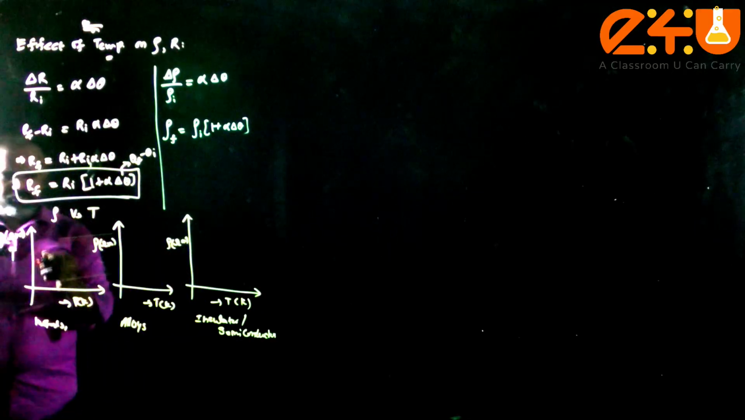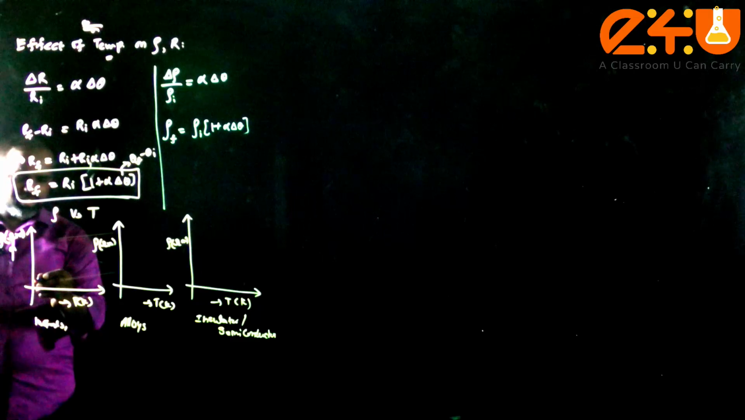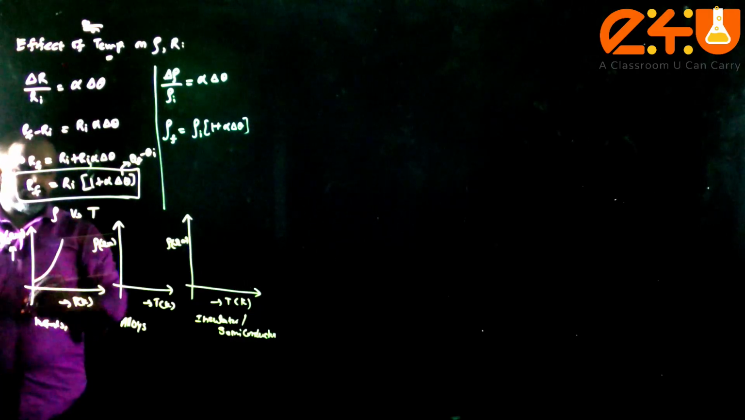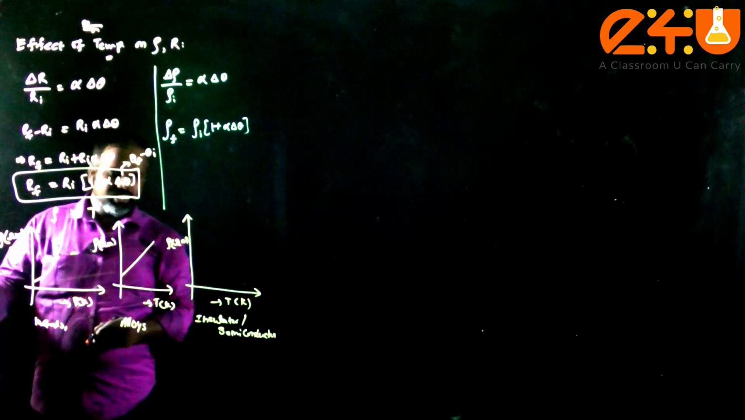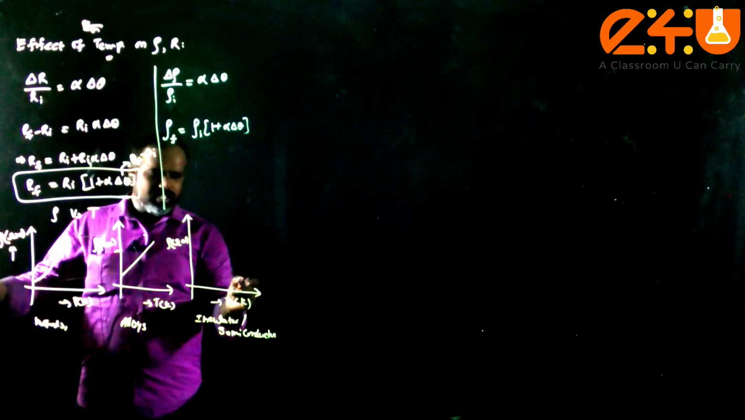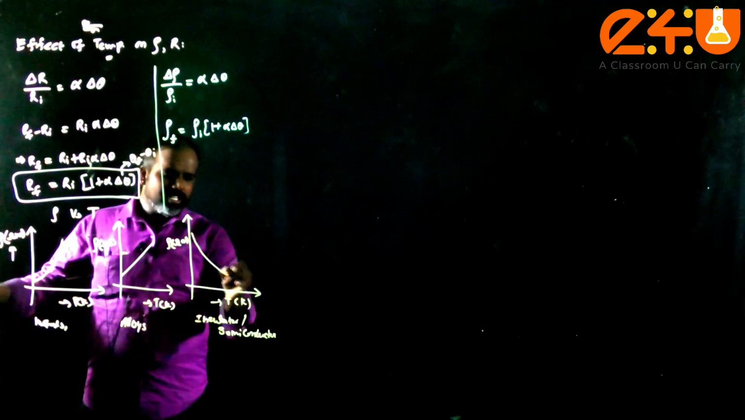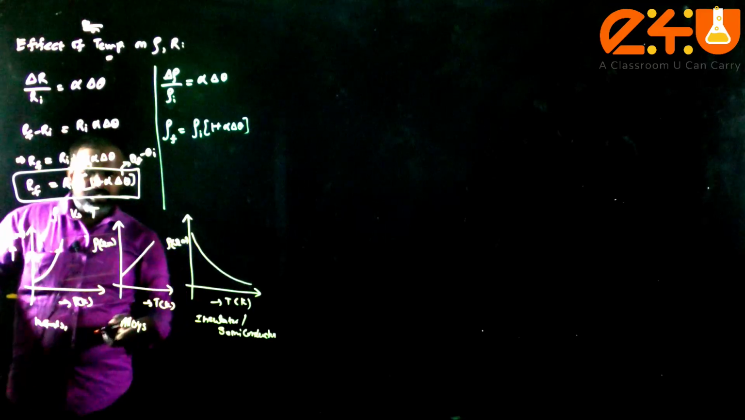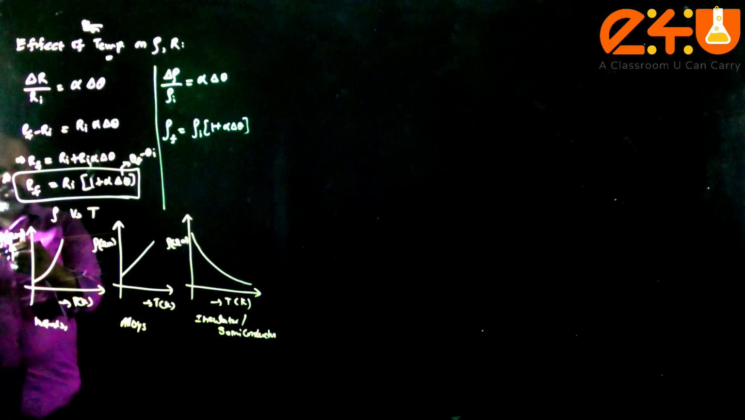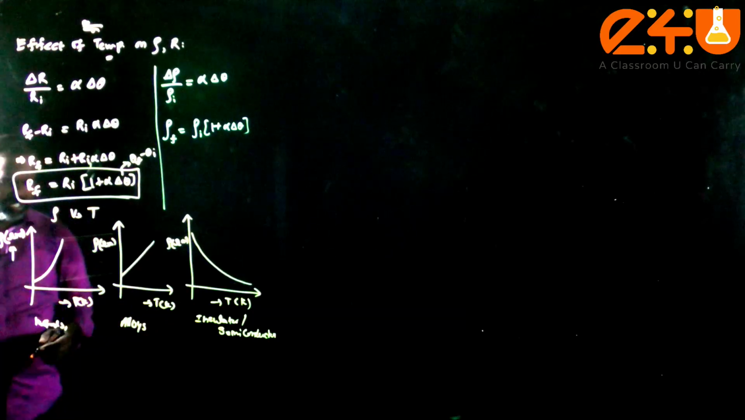In the case of a pure conductor or metals, the graph will be slightly non-linear. In the case of alloy material, the graph will be a linear straight line. But in the case of an insulator, the graph will be a rectangular hyperbola. So this is the graphical representation between resistivity and temperature for metals, alloys and insulating materials.